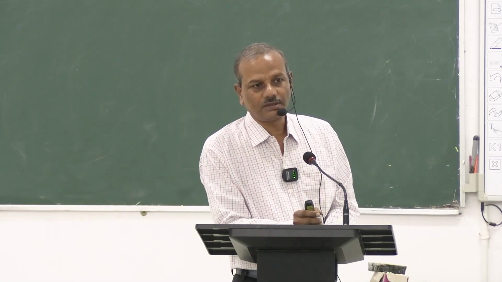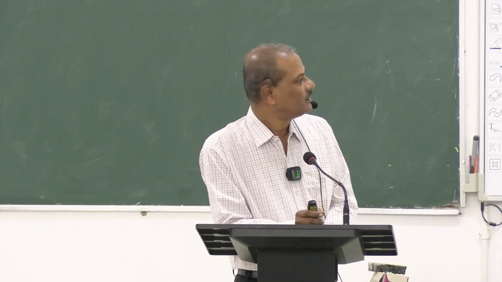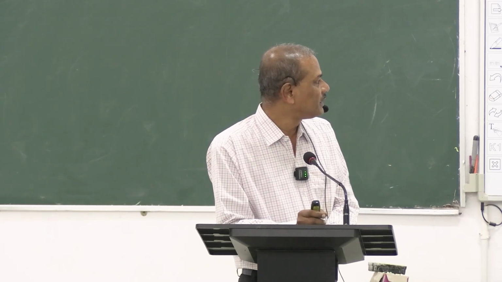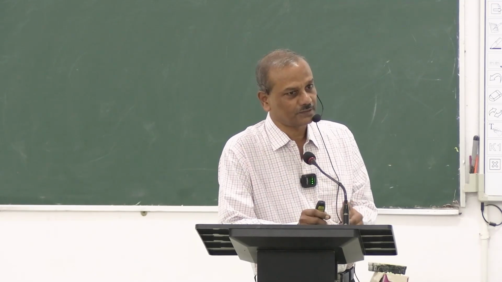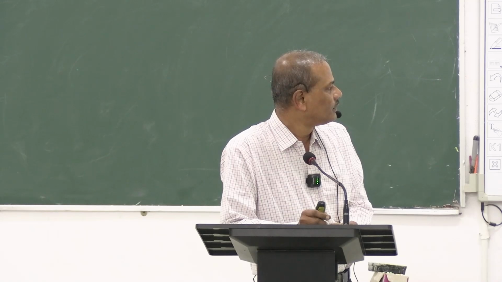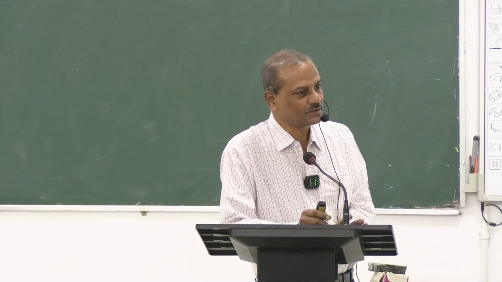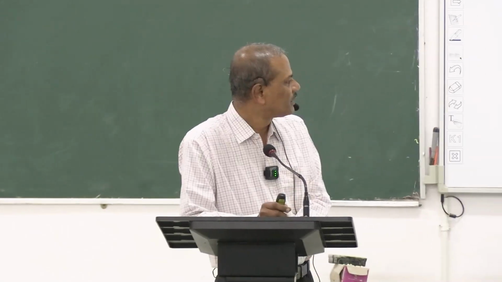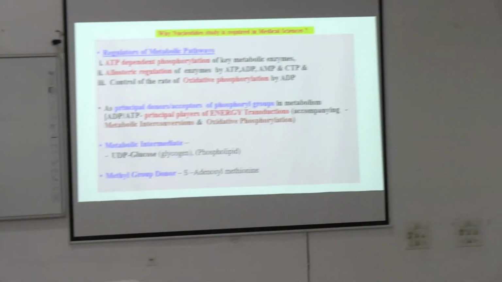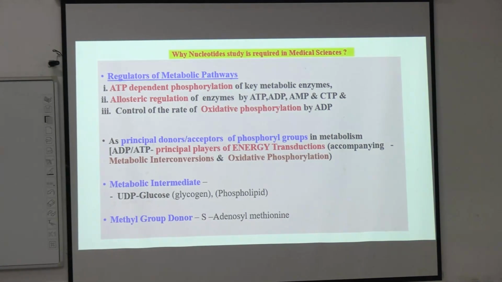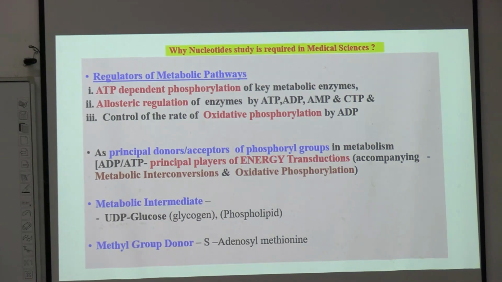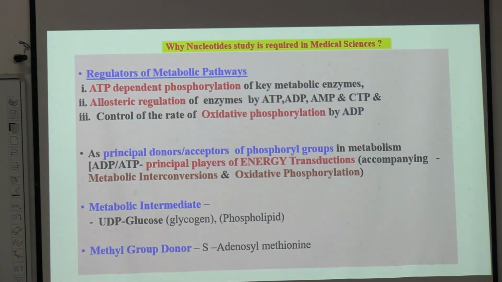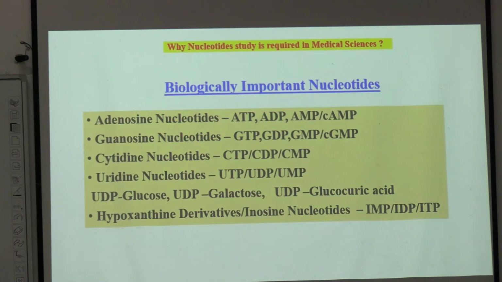So control of oxidative phosphorylation, this has also been covered, I think. That is controlled by ADP. As principal donors and acceptors of phosphoryl groups in metabolism, ATP and ADP transfer phosphoryl groups, and they are the principal players of energy production. Metabolic intermediates, I have already told: UDP glucose. Methyl group donor: remember one important point, S-adenosylmethionine. This is an active methyl donor. And in a short while, I will discuss S-adenosylmethionine.